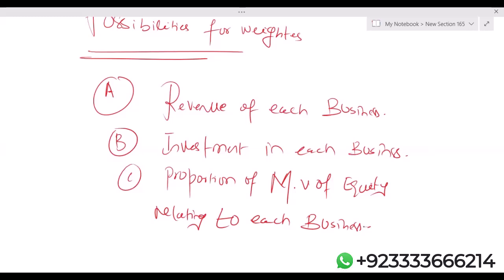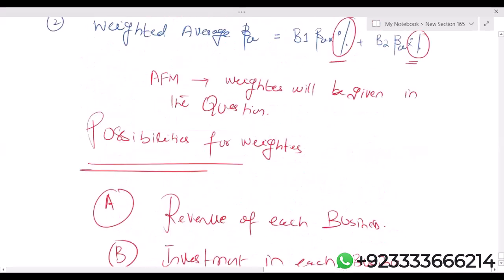But these are the possibilities. There's one more possibility. Examiner might give you the information like this. Out of total assets, for example, examiner says 30% of assets are in business one, so obviously 70% are in business two. The main concept is examiner will give you the hint for the weights. Okay, now I'm writing etc. Other options are also possible.